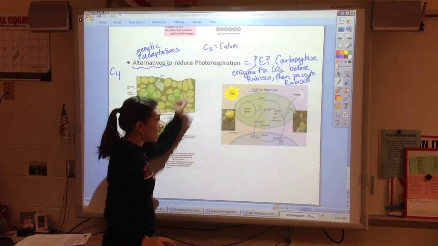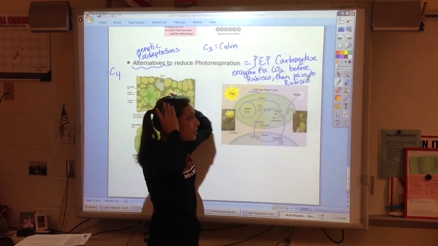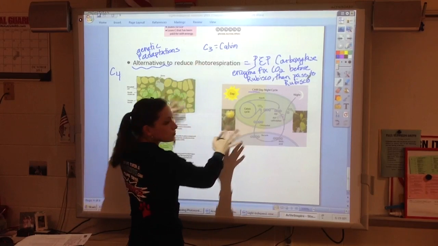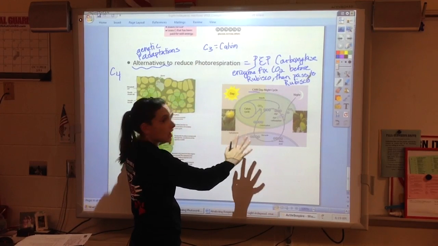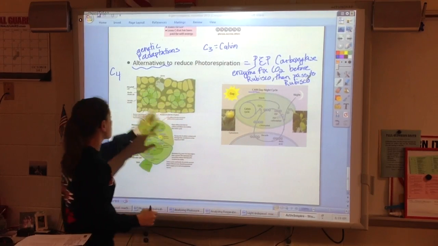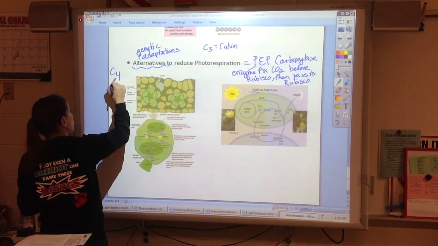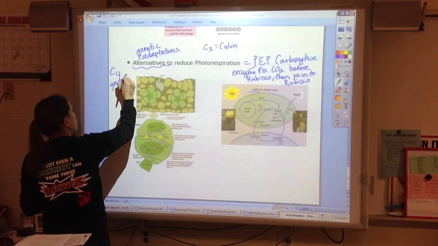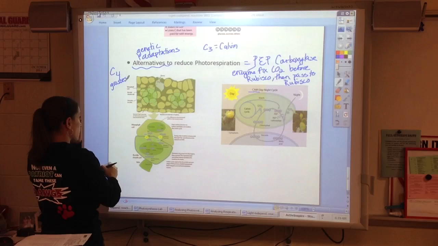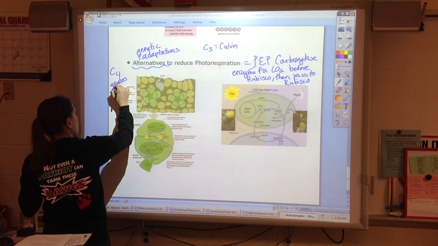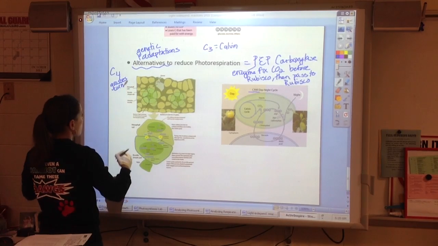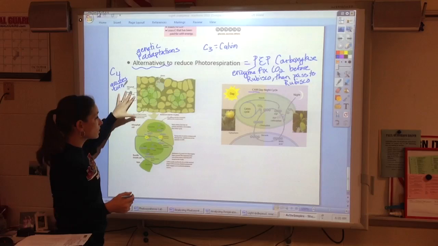And so PEP carboxylase is an enzyme, and what we're going to see is two different ways of using that enzyme. Some plants, like C4 plants, and these are actually going to be your grasses, your corn, things like pineapple, right? It talks about it in the book.